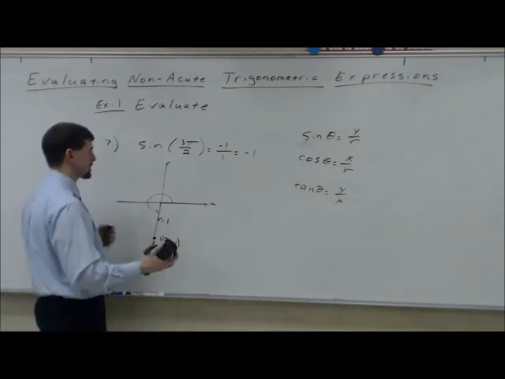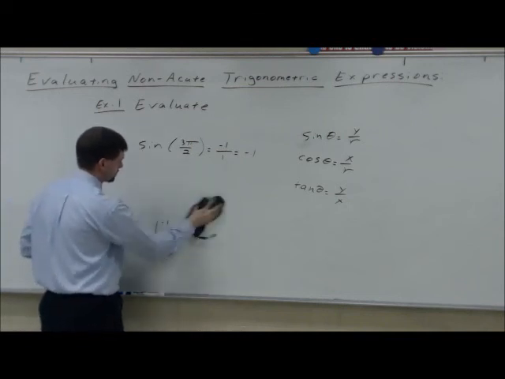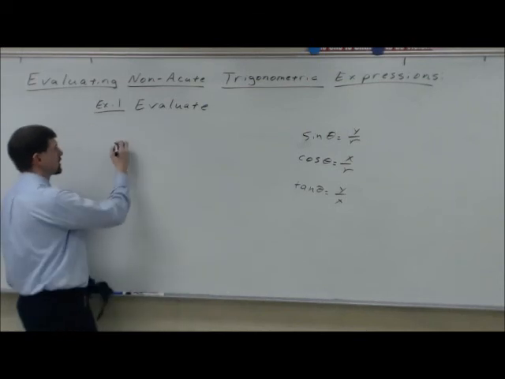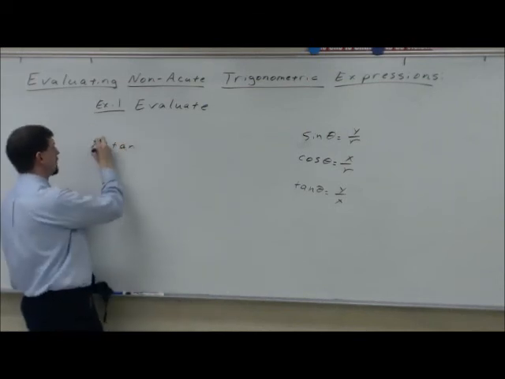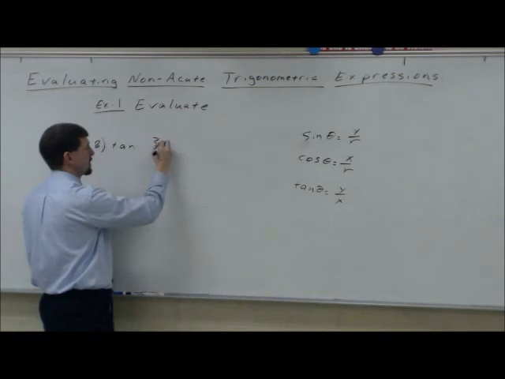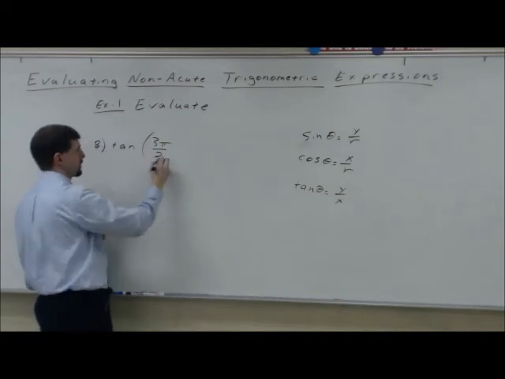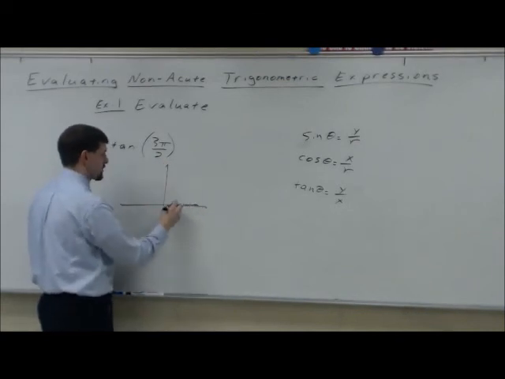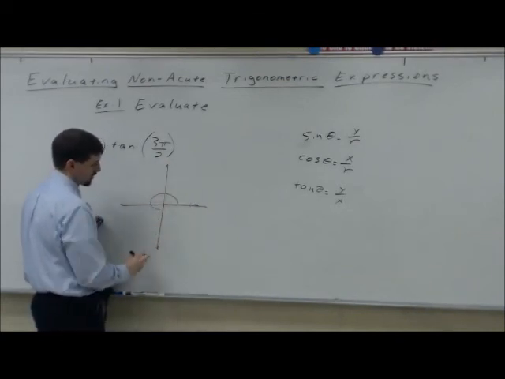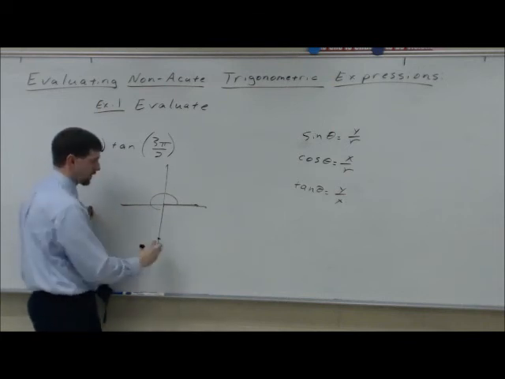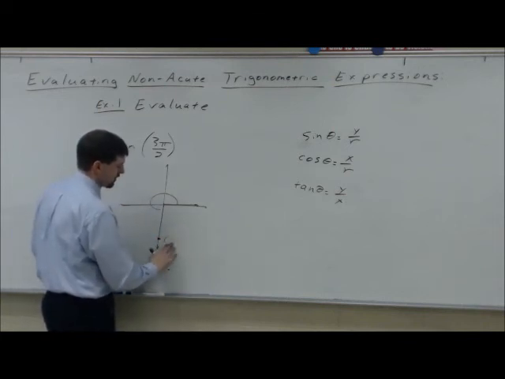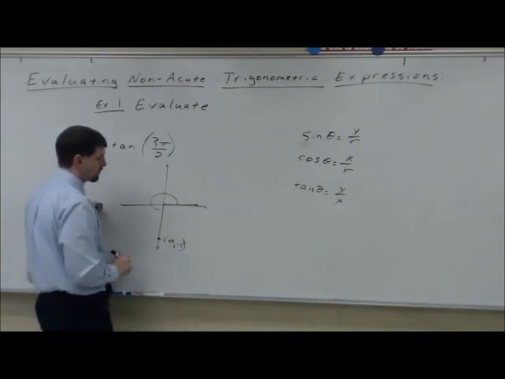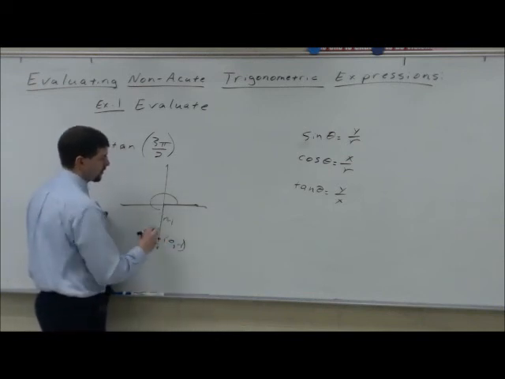Now what if we did something like tangent? Let's do tangent. We'll do the same angle, 3 pi over 2. Tangent of 3 pi over 2. So we draw it out. Initial side, terminal side, it's a quadrantal angle, so let's just pick a point on the terminal side, (0, -1). r is still 1.